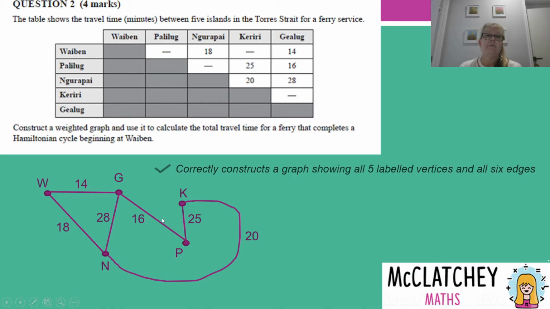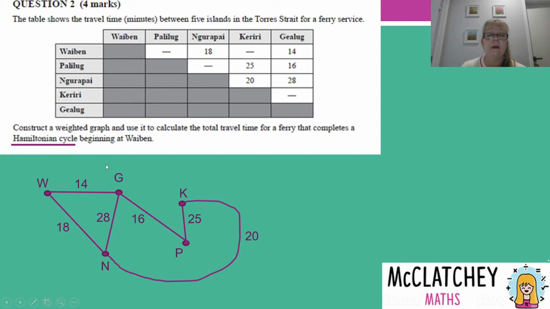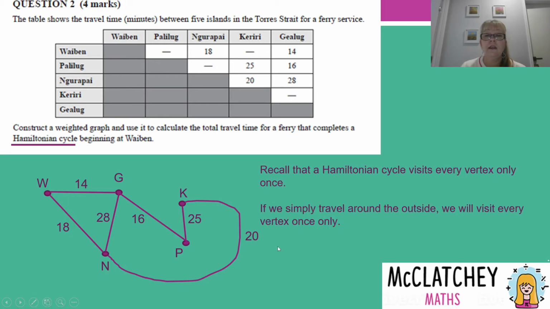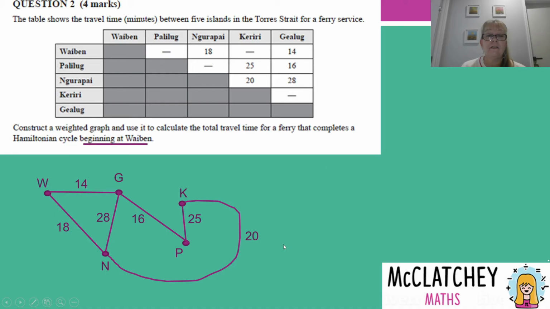Okay, so my next step now is to work out where that Hamiltonian cycle is. Now you recall a Hamiltonian cycle visits every vertex only once. Now I also got a second mark there for showing those weights. Excellent. Okay, so here's my Hamiltonian cycle. I want to go to every vertex. Now, because I've drawn this with a loop here, it's actually really easy. If I started at Wyburn where I'm supposed to, I could simply go all the way around the outside. And that's a Hamiltonian cycle. Every vertex only once. We've now done that.